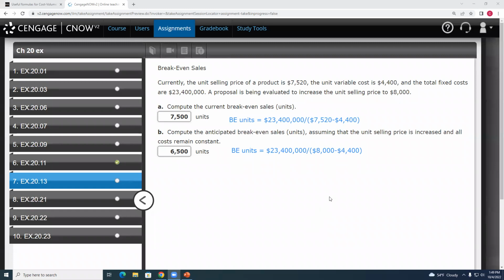Okay, so now that you've had a chance to try that on your own, you can see that at the lower selling price, obviously that is a lower contribution margin. It's going to take more units to break even, 7,500 units just to break even. Whereas if they raise the selling price, they would need to sell only 6,500 units. And I've got the calculations here on the screen for you.